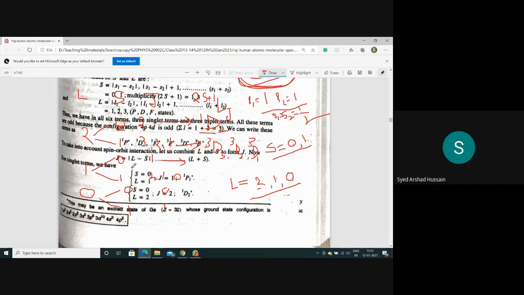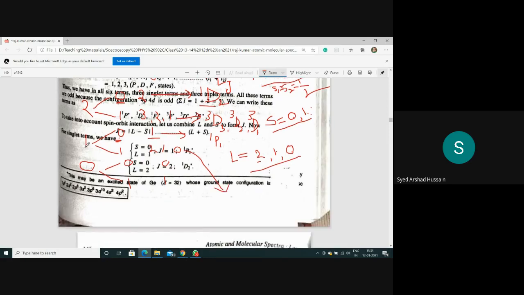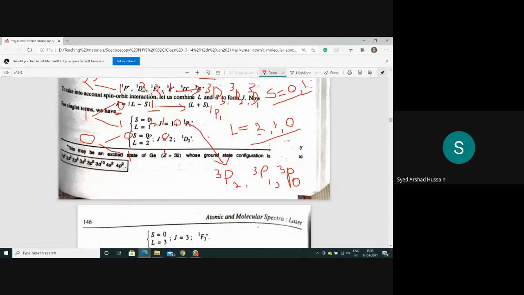Similarly here also, S is 0, so 1, L is equal to 1, so P, J is 1, so 1P1. Now here it is easier if I write it here: L is equal to 1 means P state, S is equal to 1, so twice S plus 1 is 3, so 3P2, 3P1, 3P0. Now for this one, L is 0, so S state, and here 1S0. And for this, again S state, S equal to 1 means twice S plus 1 is 3, so 3S1.